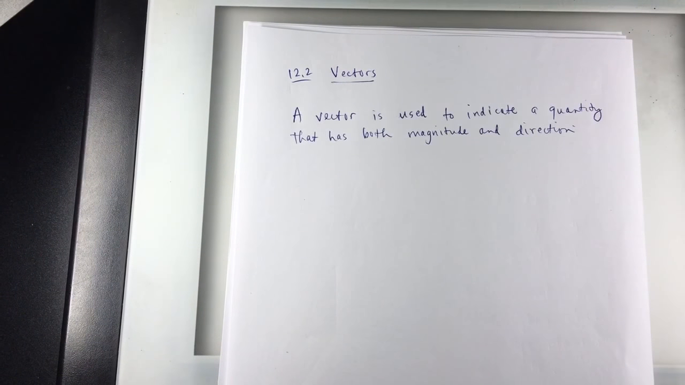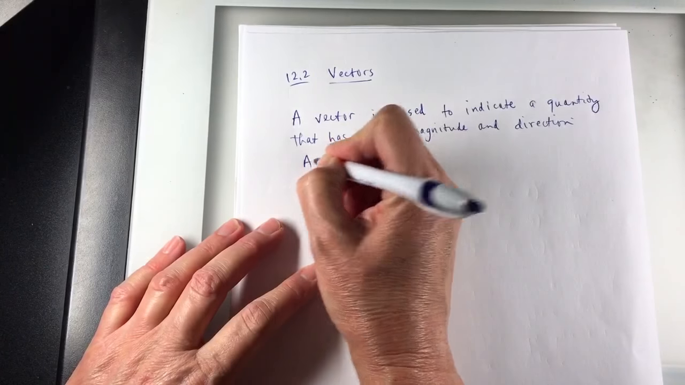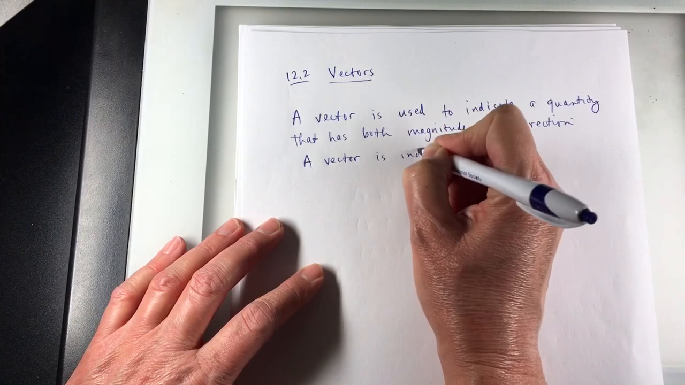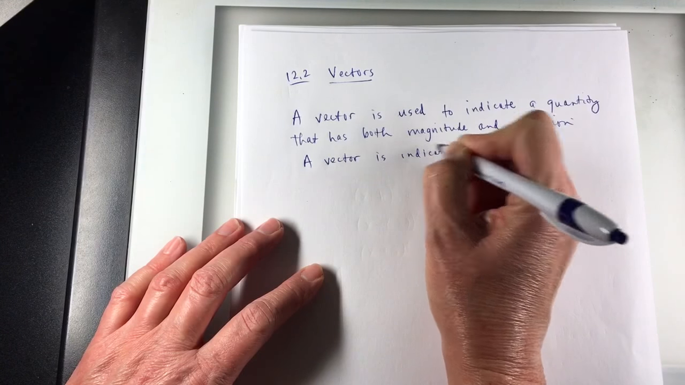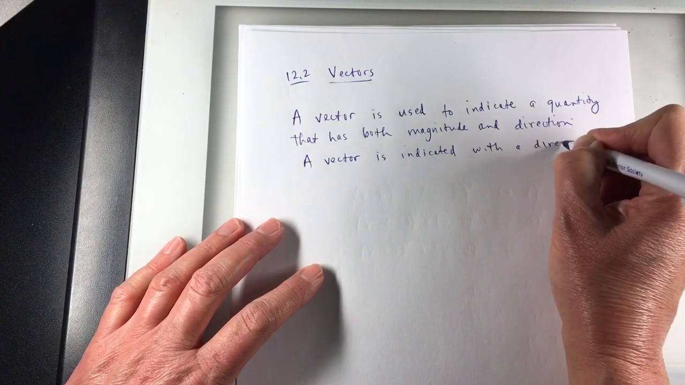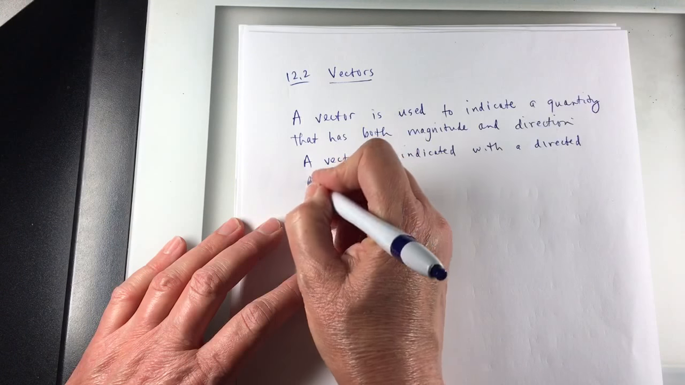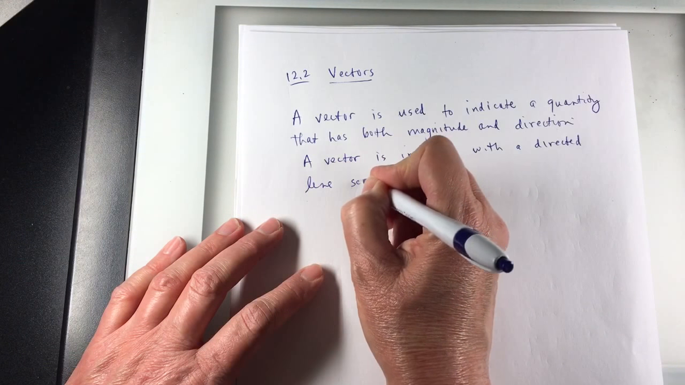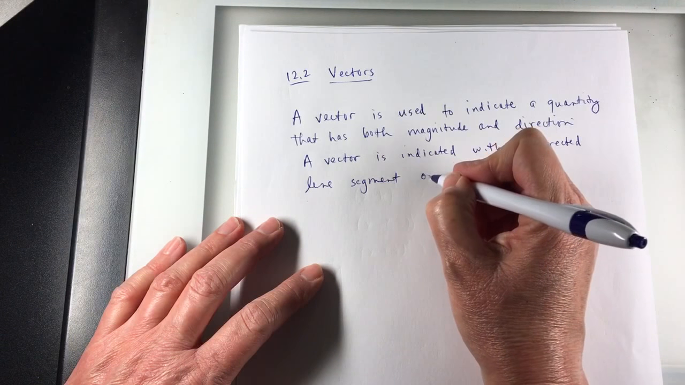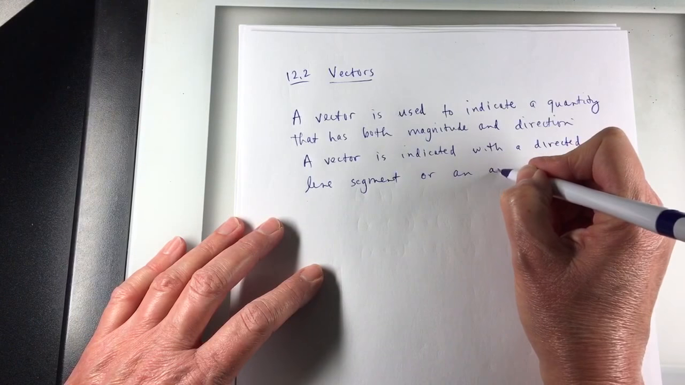So if we're working with vectors, we would indicate a vector with a directed line segment or an arrow.